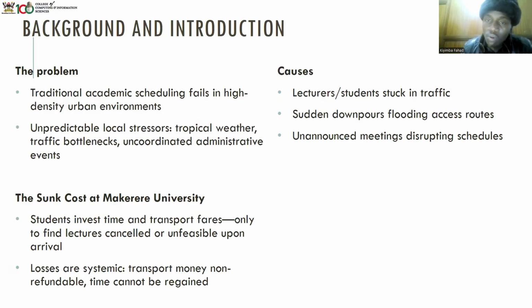Give an example. When a lecturer or student gets stuck in traffic while coming for the lecture. Give an example when a sudden downpour floods access routes. You get the point. This prevents cars from moving or taking students to their destination. Give an example when a lecturer has unannounced meetings disrupting the schedule that he or she is supposed to be having the lecture in.